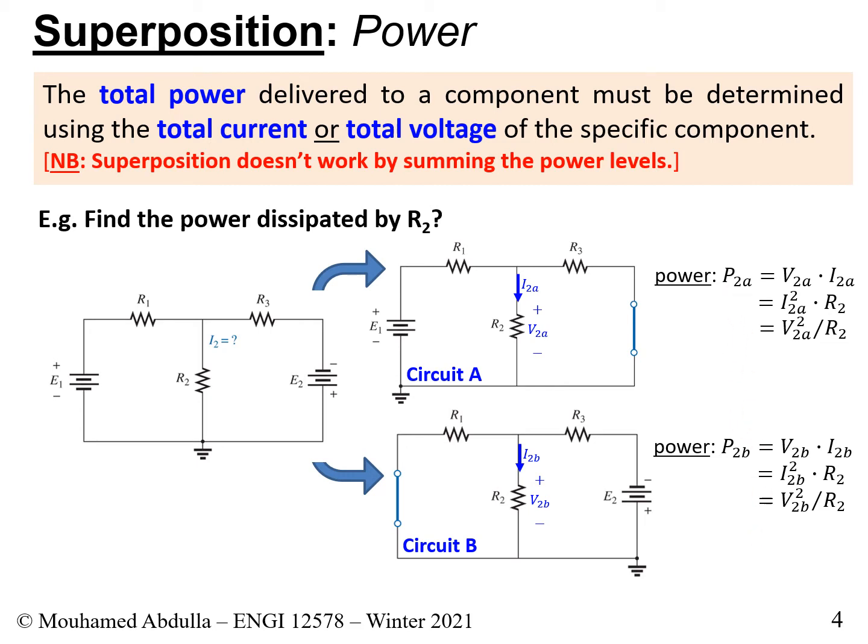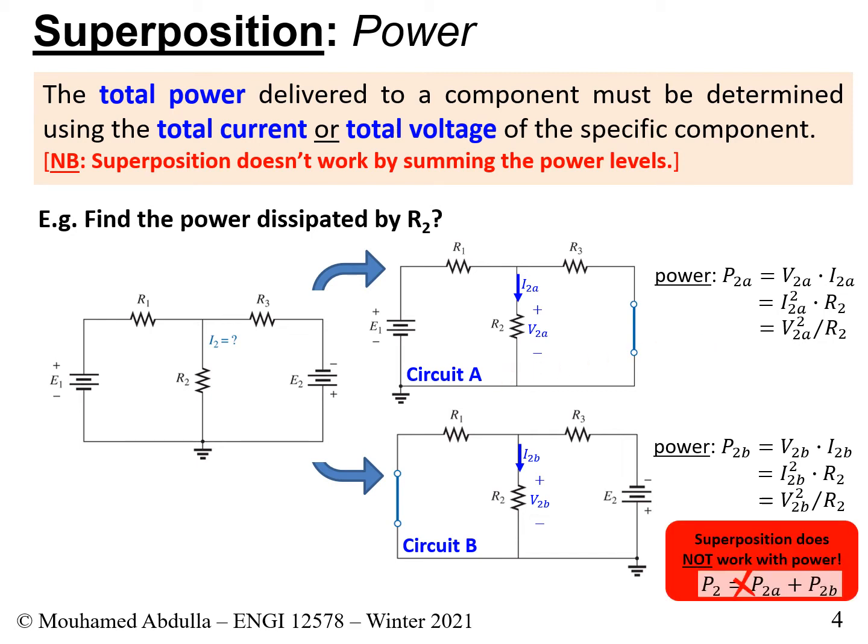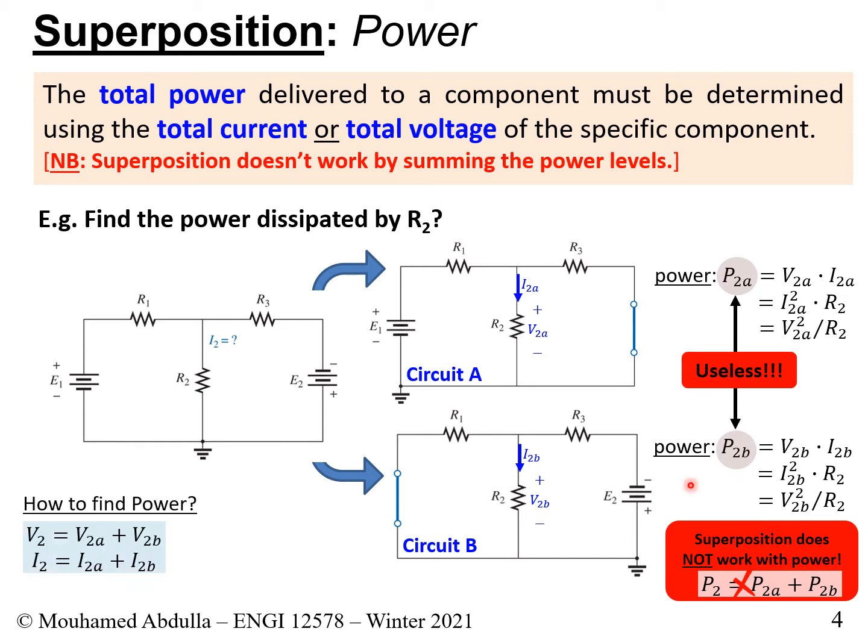Now this is where people make this mistake. Students make this mistake quite often. They think that superposition applies if you do this. All that I just showed you here will give you a misleading answer. If you find the power for the first source, and the power for the second source, and add the powers, this will give you a wrong answer. It won't give you the total power dissipated by resistor 2. So in other words, superposition really does not work when you work with powers.